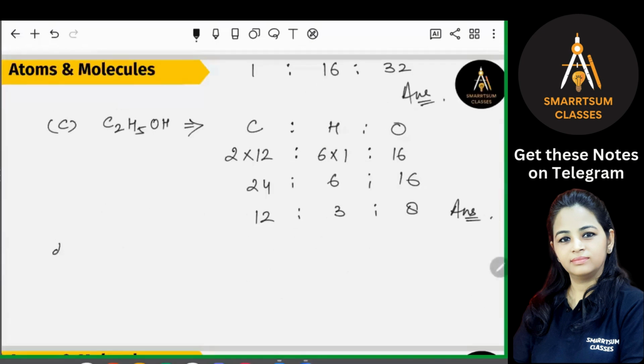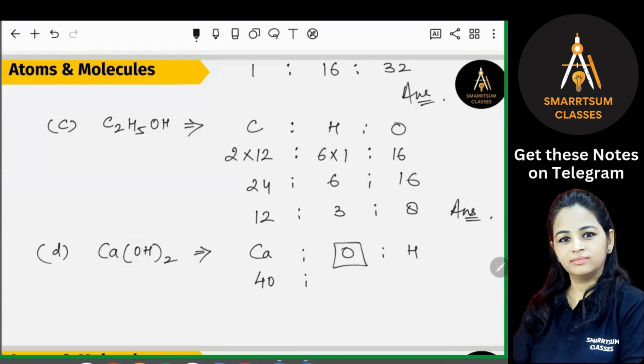Now, similarly, we can find out for the next one, the D part, that is calcium hydroxide, Ca(OH)2, right? Now, again, we will write down the combining elements: calcium, oxygen, and hydrogen, right? Three types of elements are combined to form this. Now, first we'll find out the number of atoms. So, there is only one atom of calcium here, right? Atomic mass of calcium is 40, so it will be 40.